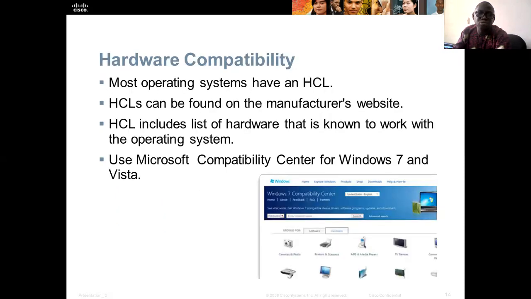Now, most operating systems have what we call a hardware compatibility list. You have to check the manufacturer website for that. Hardware compatibility list. That means these are the hardware that this operating system supports, that can be installed on them and that it can work comfortably with. So you can also use Microsoft Compatibility Center for Windows 7 and Vista, Windows 8 and Windows 10. So you can get them there.